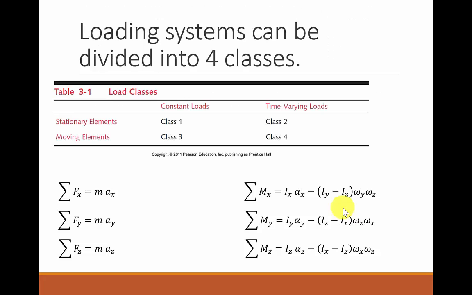Then let's put the types of loading conditions into 4 different classes. Class 1 is constant loads, stationary elements. A bracket you hang something on, it stays there forever. That would be a constant load and a stationary element. Class 2 would be something like a bridge. The bridge is stationary, but as cars or trucks are driving across the bridge, the loads vary with respect to time. Then we have moving elements, constant loads.